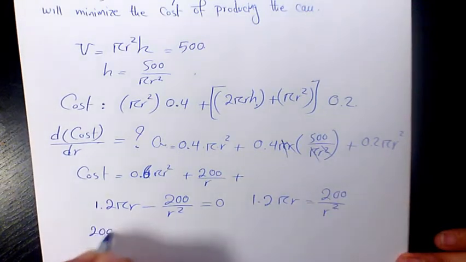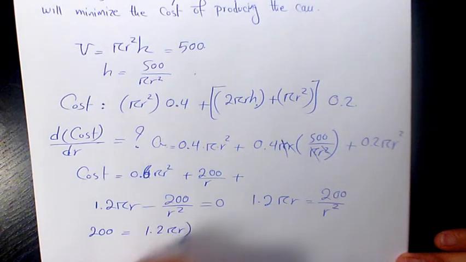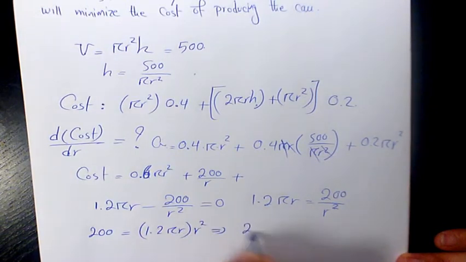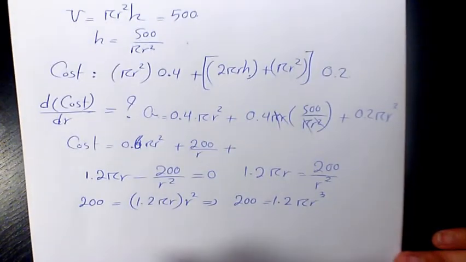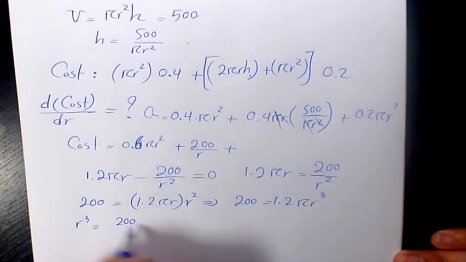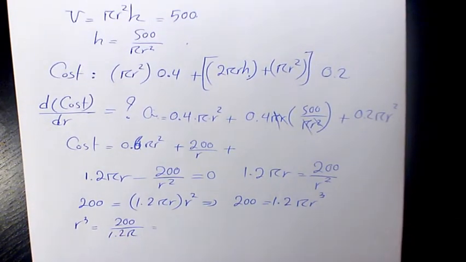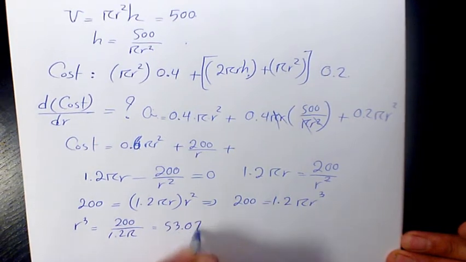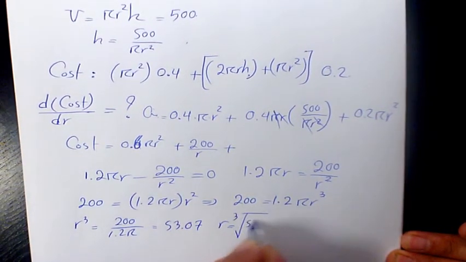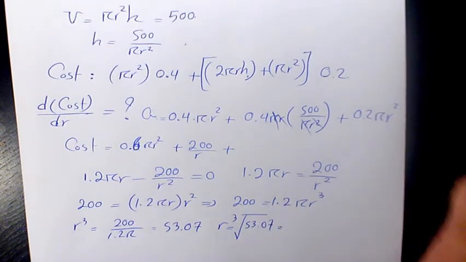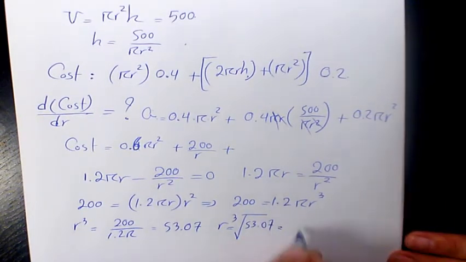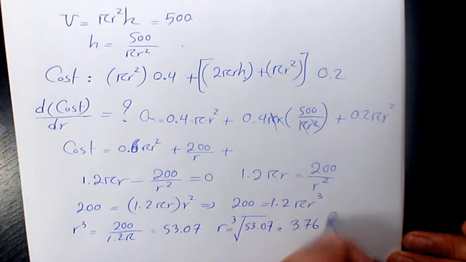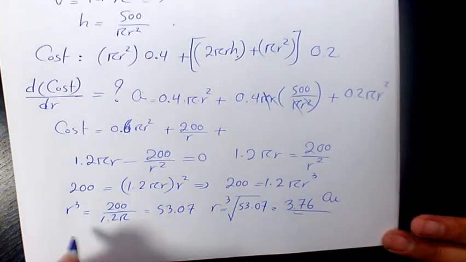So 200 equals 1.2 pi r times r squared. So we have 200 equals 1.2 pi r cubed. So r cubed will be 200 over 1.2 pi, which is 53.07. So r will be the cube root of 53.07, which is 3.56 centimeters. That is the radius.